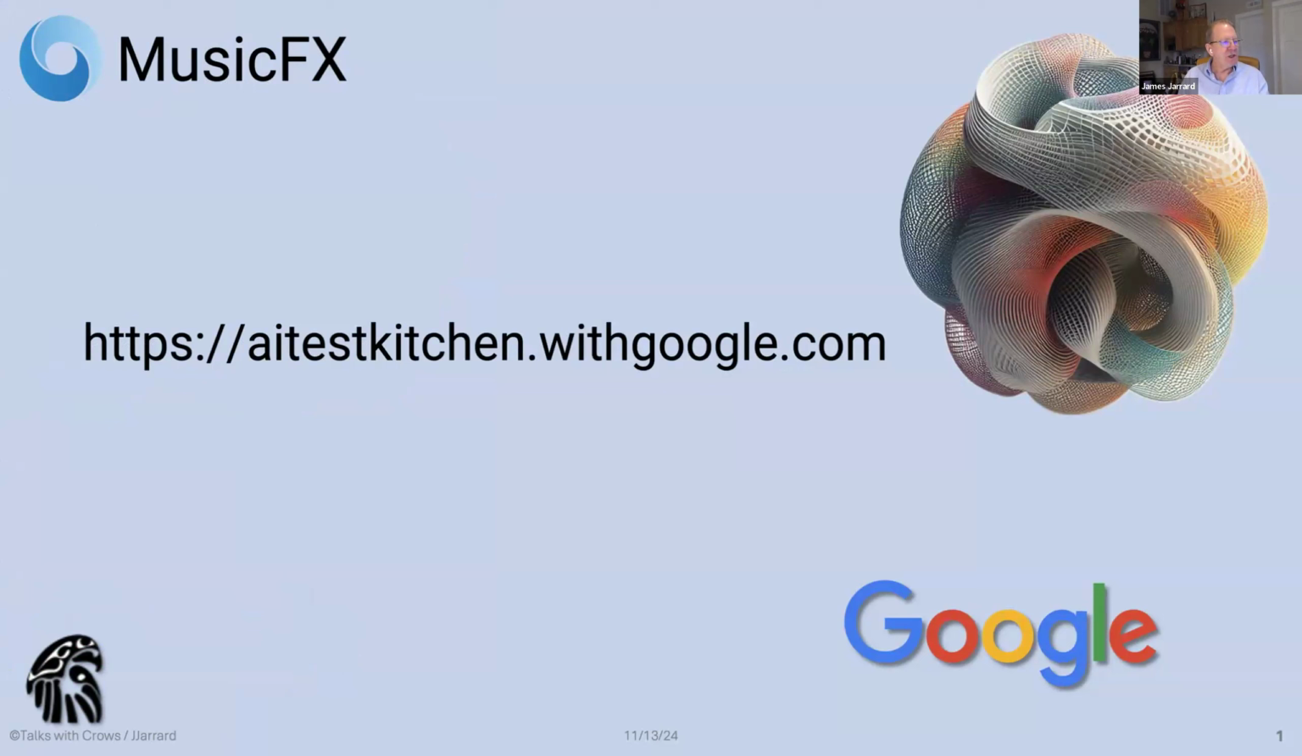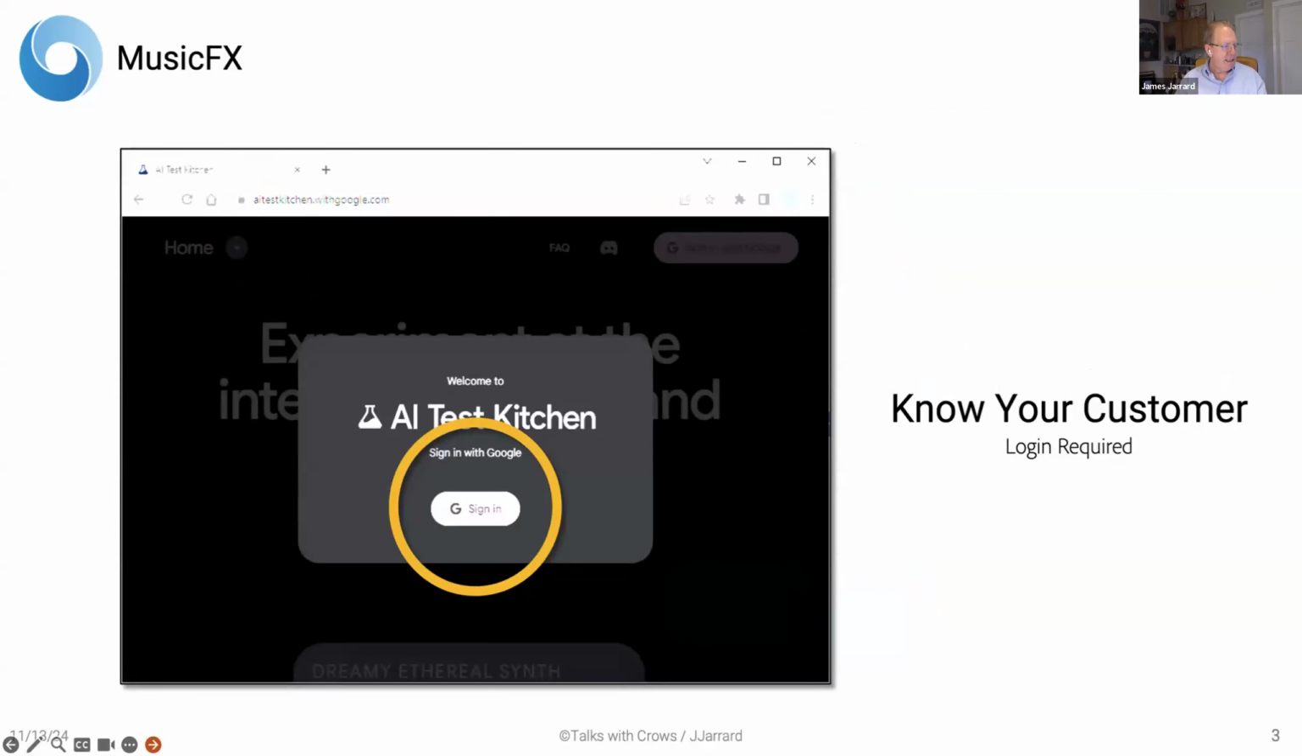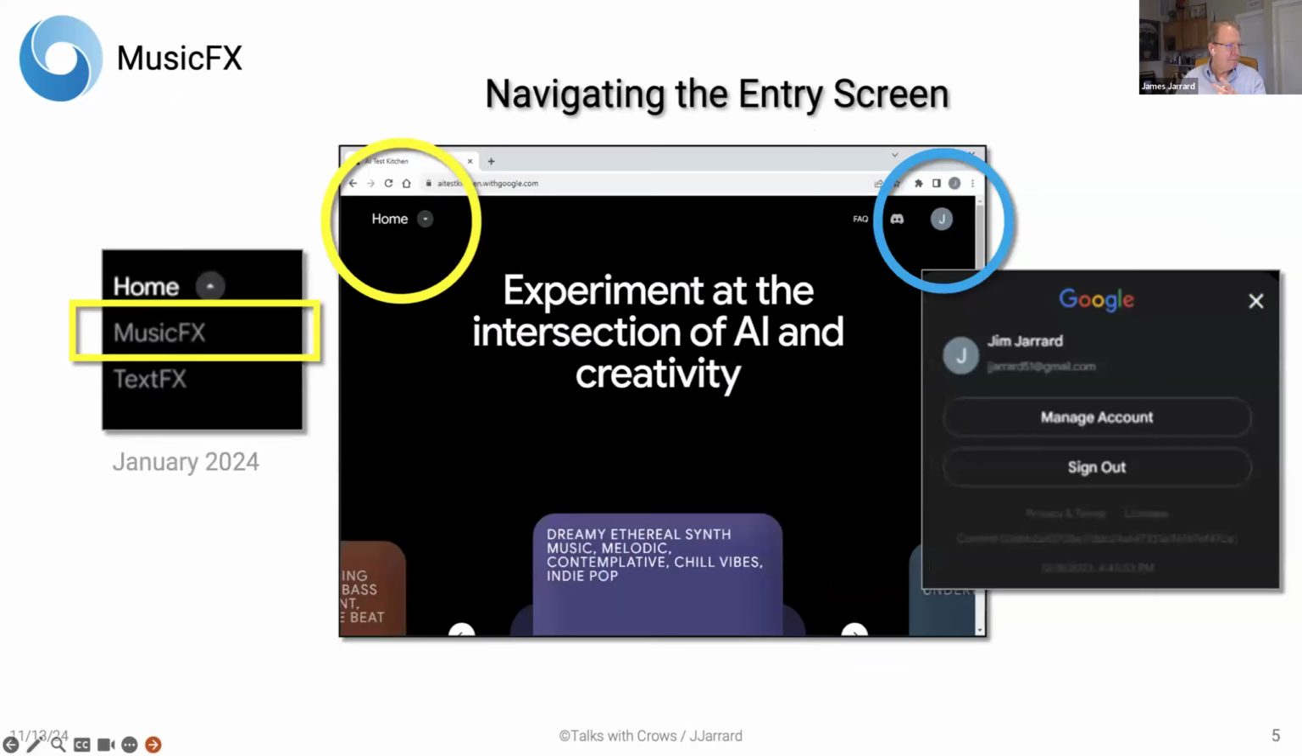AI Test Kitchen, kitchen.withgoogle.com. So this is Google scientists, and this is how they are experimenting. And you know it's going to demand that you sign in, that you authenticate who you are. AI Test Kitchen, and you're going to sign into it. We're going to look at two things very quickly. One is MusicFX from Google, and we're going to look at ImageFX from Google.